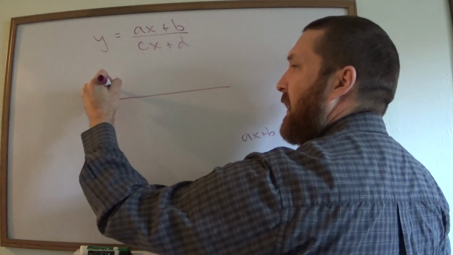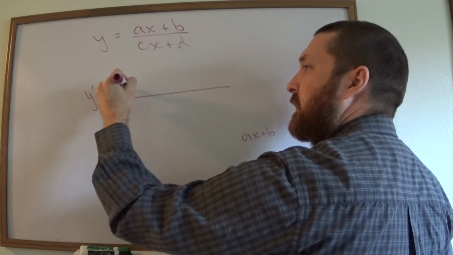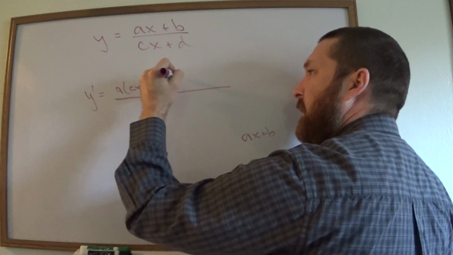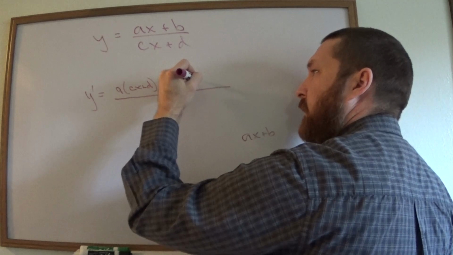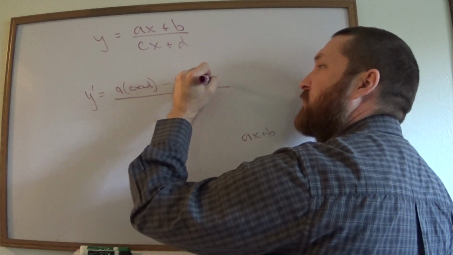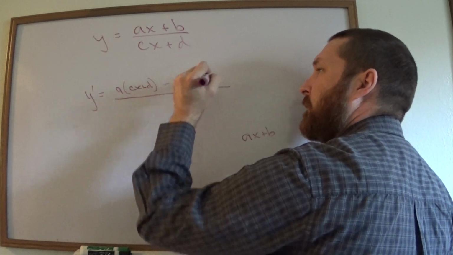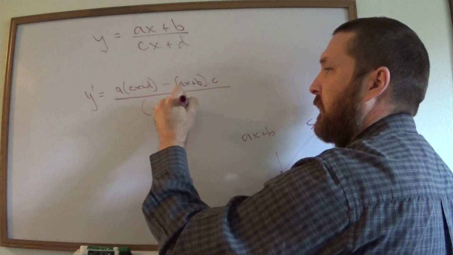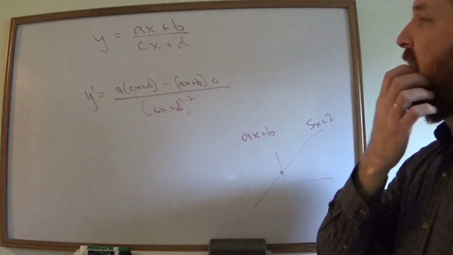Okay, so we have a times, leave the bottom thing alone, subtract off, leave the top thing alone, times just plain old c. And then the bottom thing gets squared. Okay, and that would be your answer.